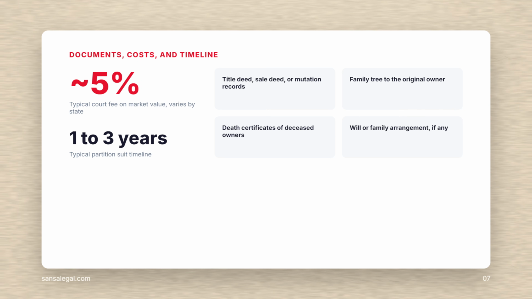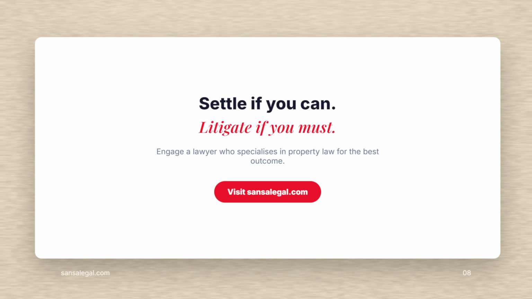Court fees are typically calculated as a percentage of the property's market value, varying by state, but often around 5%. Expect the suit to run 1 to 3 years, depending on complexity, location, and whether the claim is contested. Settle if you can. Litigate if you must. And engage a lawyer who specializes in property law for the best outcome.